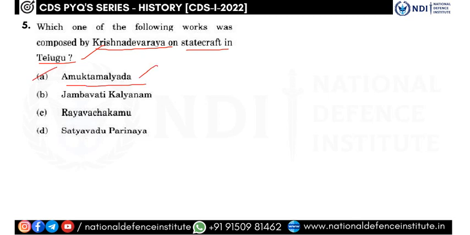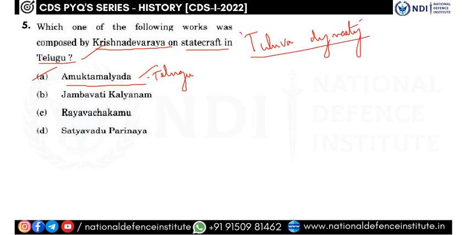Amukta Malyada. Yes, Amukta Malyada he wrote in Telugu. Krishnadeva Raya himself is a valiant king of the Vijayanagara Empire. It has been ruled by many dynasties: Sangama, Saluva, Tuluva, Aravidu dynasty. This Krishnadeva Raya belonged to the Tuluva dynasty. And out of all the Vijayanagara kings, Krishnadeva Raya was the most powerful one. Yes, and he is also referred to as Andhra Bhoja.